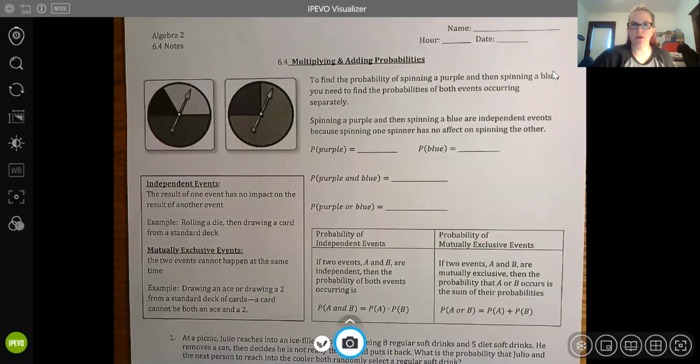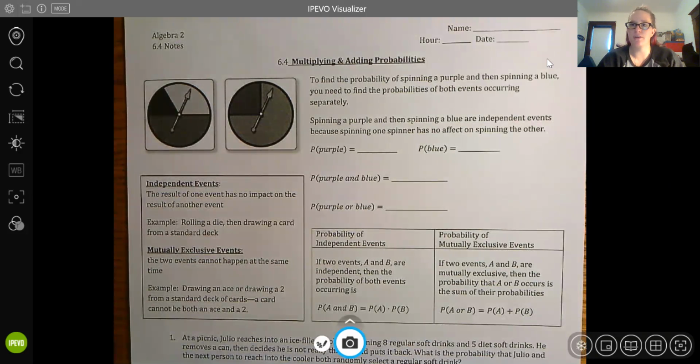Hey, ladies and gentlemen, we're going to do 6.4 notes today on multiplying and adding probabilities. So, last section, let's jump to it. To find the probability of spinning a purple and then spinning a blue, you need to find the probabilities of both events occurring separately. So, I know that you can't tell the colors on your picture.